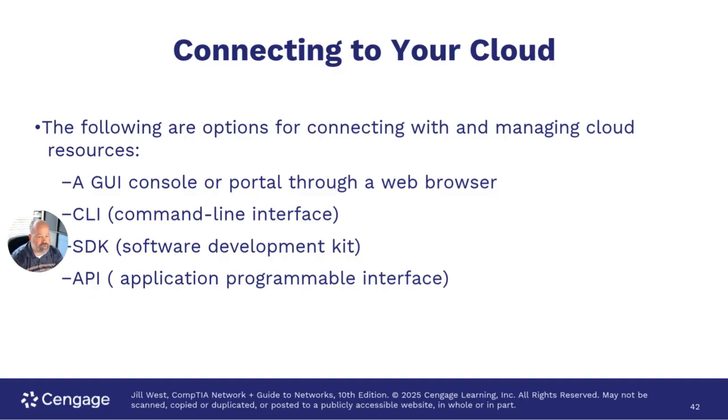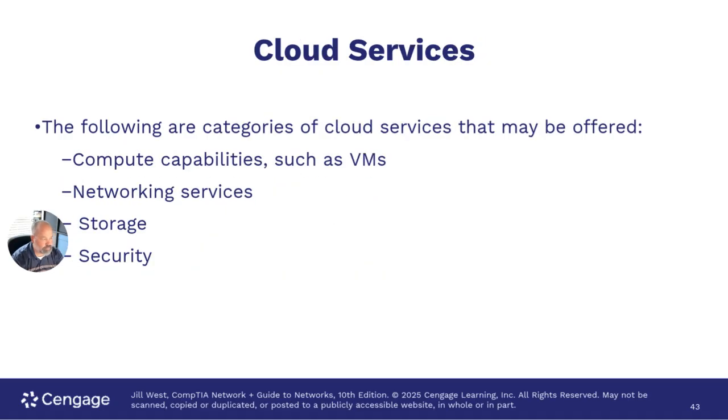There are several ways to connect to your cloud, like having multiple ways to order your pizza. You can use a GUI console through a web browser, the point and click approach for visual people. You can use the command line interface for those who like typing commands, and those are for the "I don't know what I'm doing" approach. You've got the SDK, which is the software development kit. Those are for developers who want to build custom apps. And then you've got APIs for programmatic access, which lets applications talk directly to the cloud without human intervention.